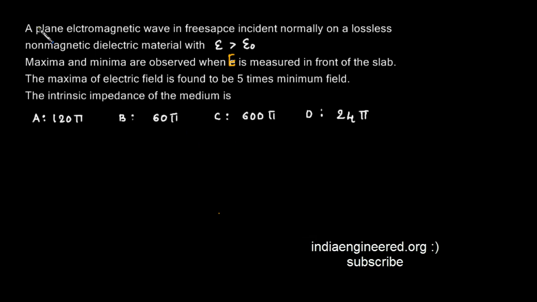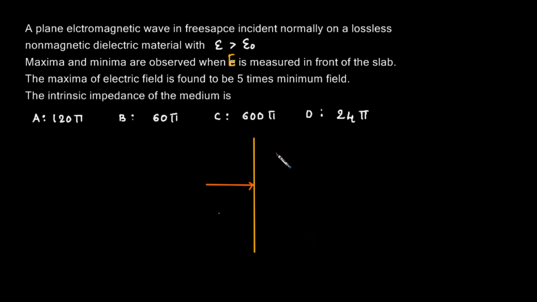We will quickly draw this. So, non-magnetic dielectric material, here we have epsilon, which is greater than epsilon naught. Here the permittivity is epsilon naught, and it is found that when the maxima and minima is measured, we have found out that the maximum electric field here in front of the slab is 5 times the minimum electric field.